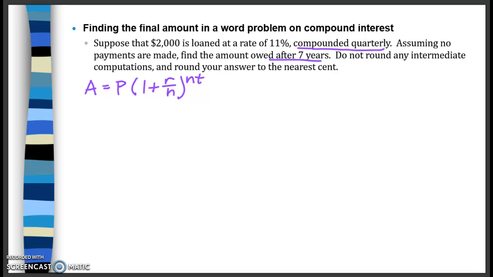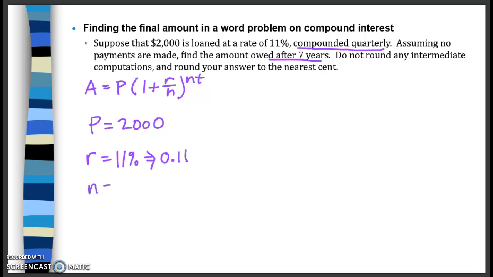So we're taking out a loan. The P, or the principal of the loan, is $2,000. And the rate is 11%, or we're owing 11%, because we're taking out a loan. So this written in decimal form is 0.11.